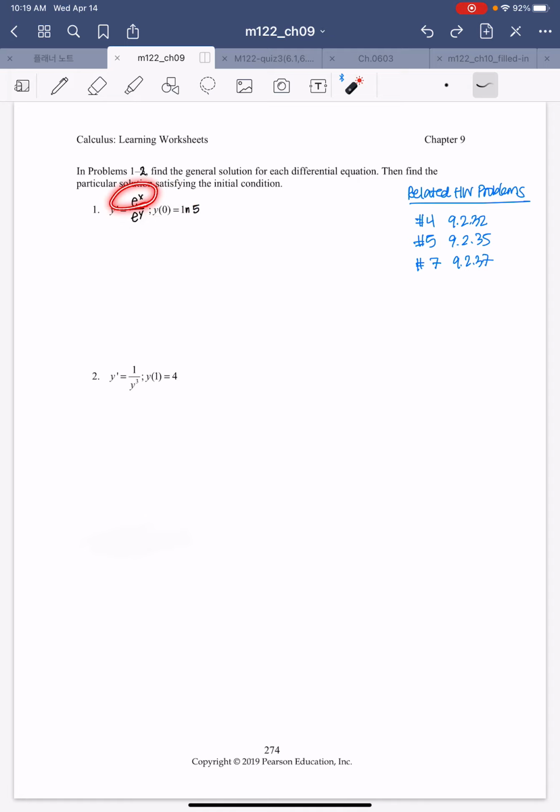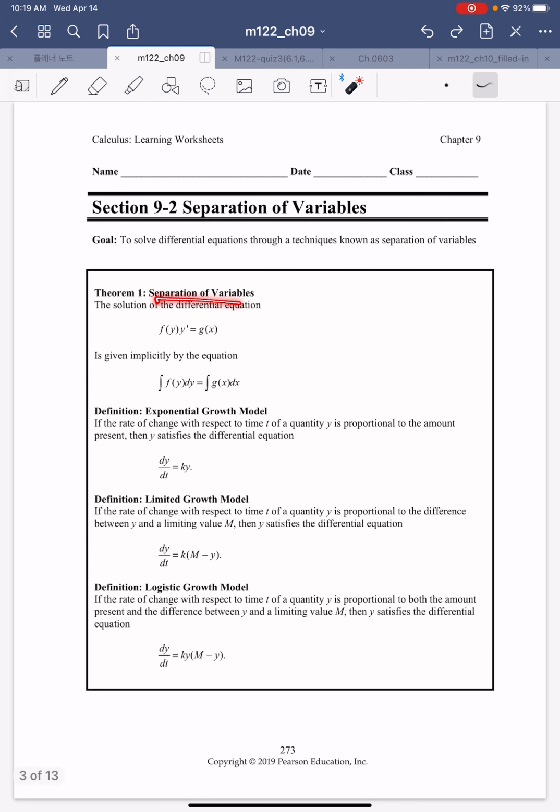So if you have both x and y, our goal is to separate the variables. We are going to put all the y terms on the left-hand side and all the x terms on the right-hand side. And then we are going to use the antiderivative to get rid of the y prime so we can solve for the y function. So the solution for our equation is a y function, not a value, an equation.